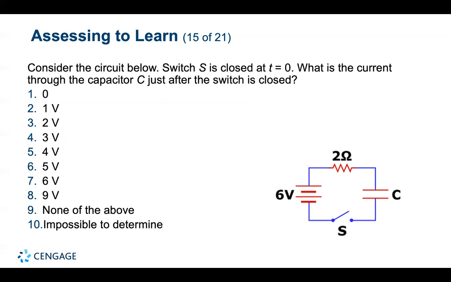Consider the circuit below. Switch S is closed at t equals 0. What is the current through the capacitor C just after the switch is closed? And the answer is 3 volts.